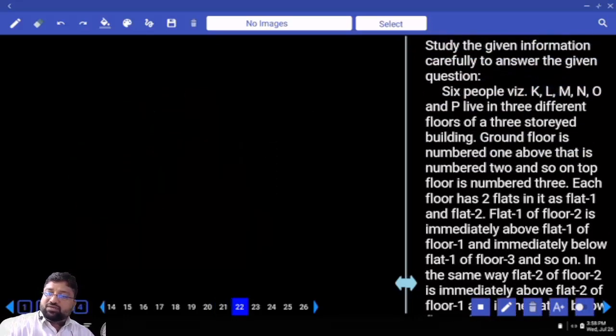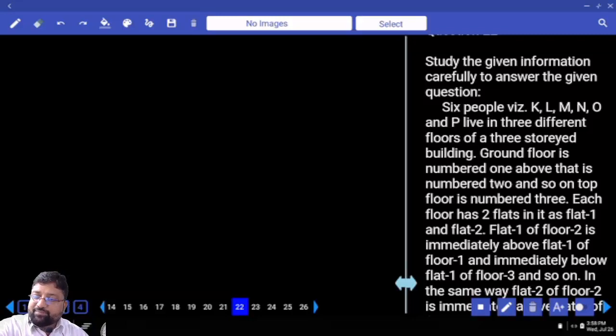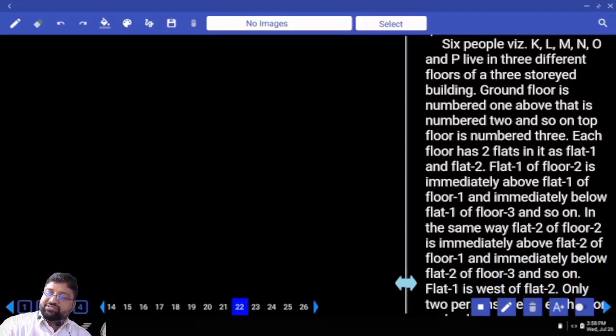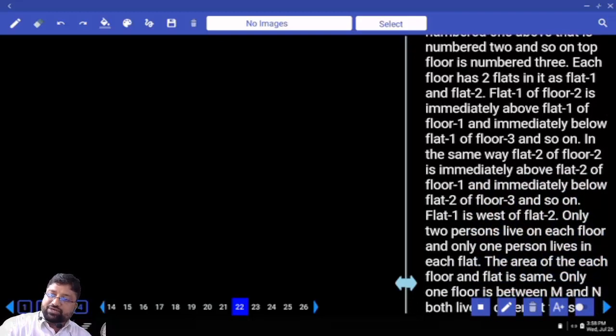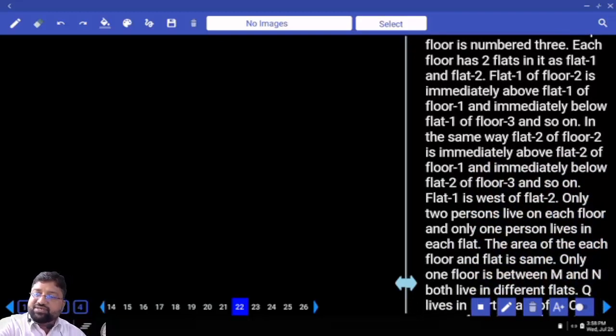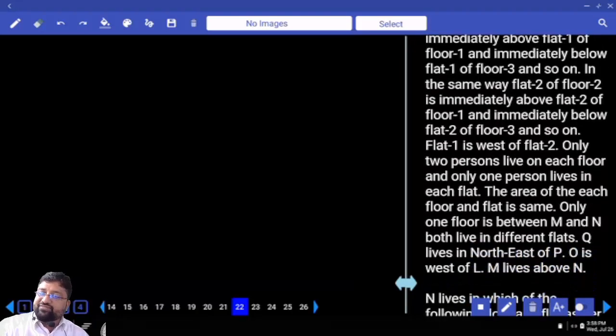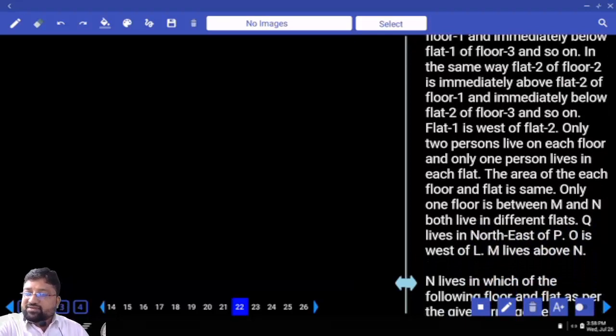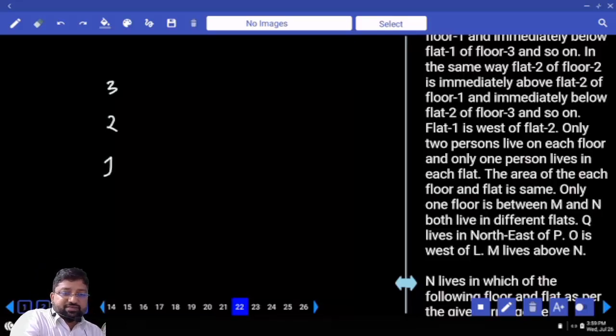22. 6 people K, L, M, N, O, P live in 3 different floors of a 3-storied building. Ground floor is numbered 1, above that is 2, so on till the topmost floor is numbered 3. Each floor has 2 flats in it, flat 1 and flat 2. Flat 1 is to the west of flat 2. You go 3, 2, 1.